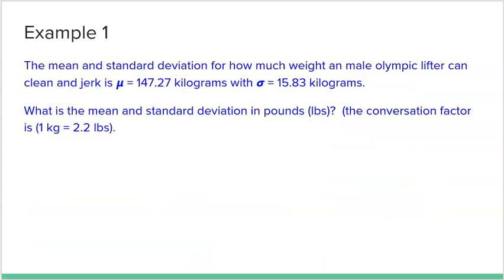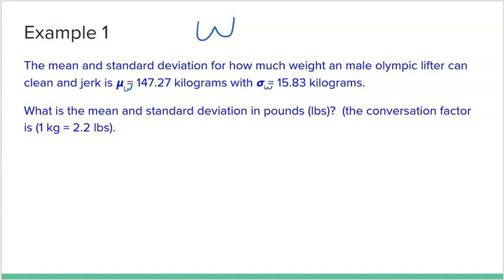All right, let's look at some examples to see how easy this is, because I truly believe this is simple. Let's say that the mean and standard deviation for how much weight an Olympic lifter can clean and jerk is a mean of 147.27 kilograms with a standard deviation of 15.83 kilograms. So let's say we have weight, W: how much weight can an Olympic lifter lift? Well, the mean of W is 147.27 kilograms, and the standard deviation of W is 15.83 kilograms.